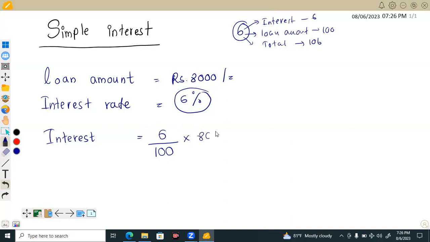It is 8000. Then cancel zeros. 6 is multiplied by 80. Answer is 480 rupees. This is the simple interest that we have to pay at the end of 1 year. Okay? මේ කවුරුද්දකට අපි pay කරන්න ඕන interest එක. Simple interest.